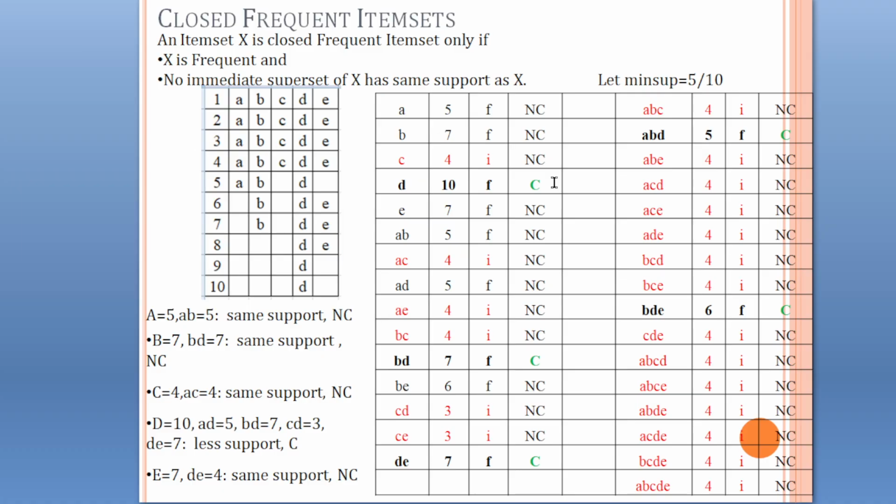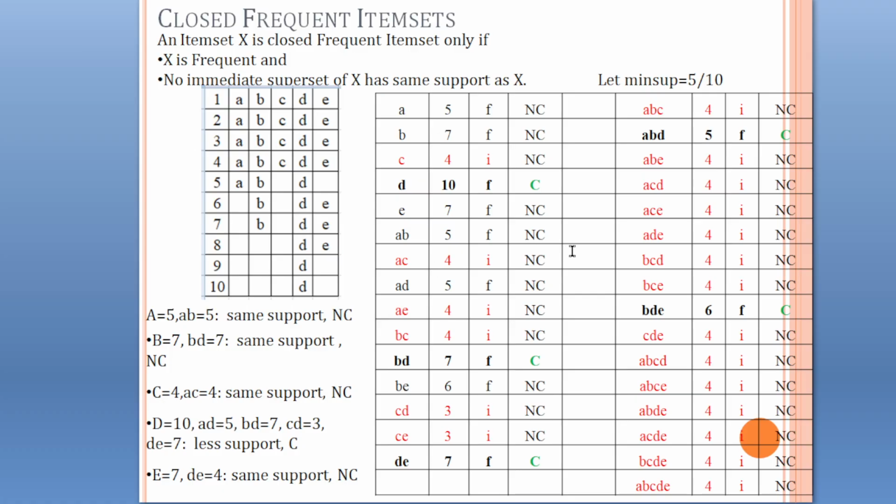So it is closed. Next, we'll check for the frequent items E and AB. Support of E is 7, and the 7 here is for BD, and this is for DE. So E and DE, that means an immediate superset of E has the same support. That means E is not closed. Then AB is 5 and its superset is ABD. This is also 5. So it is also not closed.